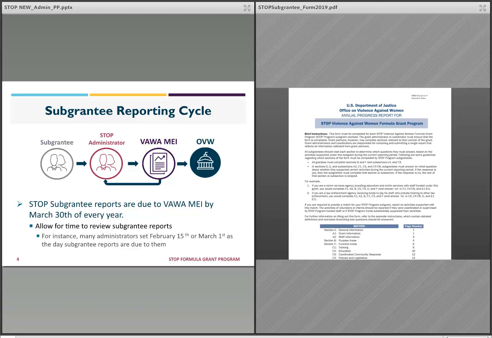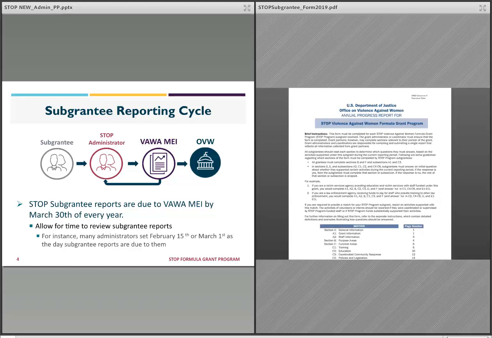The subgrantee reporting cycle looks a little different. STOP subgrantee reports are due to VAWA MEI by March 30th of every year. However, STOP subgrantees do not submit their reports directly to us, but rather first to you, their STOP administrator. We encourage you as the STOP administrator to allow yourself time to review those subgrantee reports before you submit them to us at VAWA MEI. For example, many administrators set February 15th or March 1st as the day subgrantee reports are due to them.